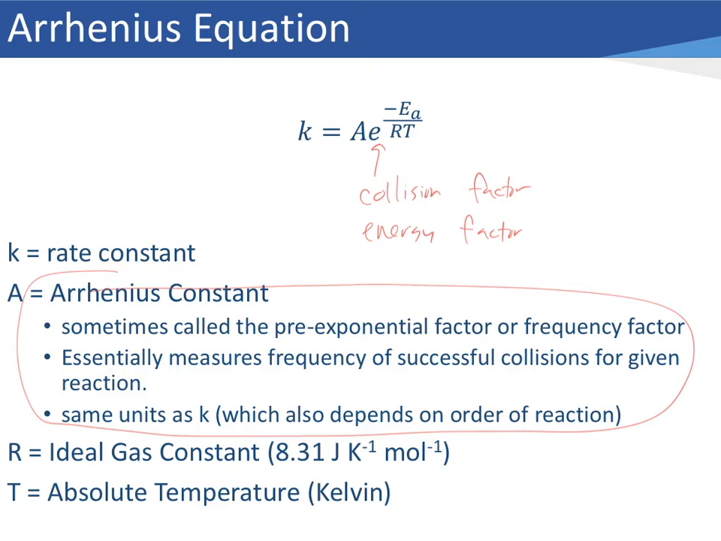So it measures on some level the percentage of successful collisions for a given reaction, and it's related to the geometry of the collisions that are required and the energy that's required for that collision. Kind of related to the activation energy, but it's a separate factor. And so A is specific to a given reaction. Every reaction has a specific value for A. It's related to collisions, related to energy.